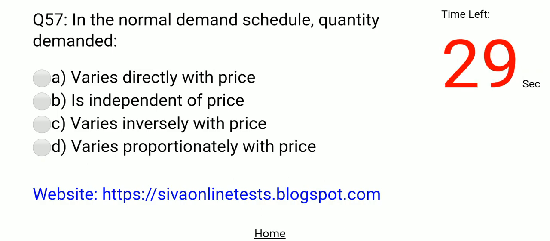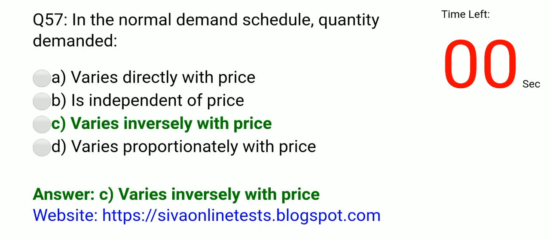Question 57. In the normal demand schedule, quantity demanded. Options. A. Varies directly with price. B. Is independent of price. C. Varies inversely with price. D. Varies proportionately with price. Answer. C. Varies inversely with price.